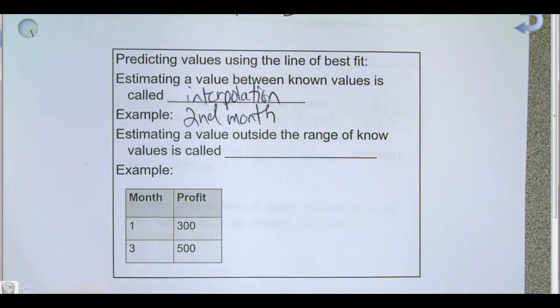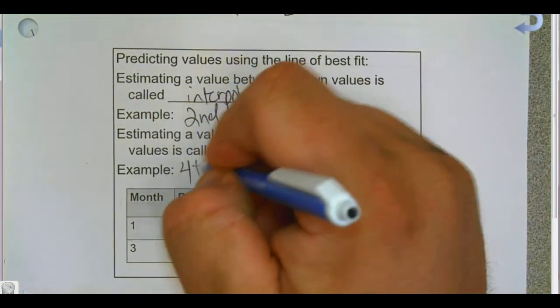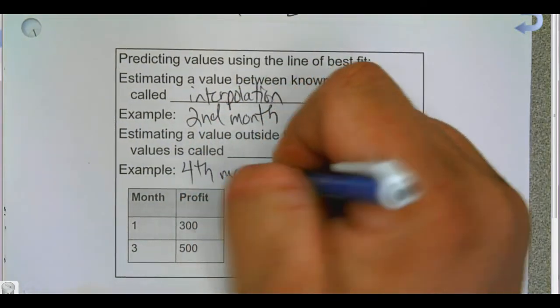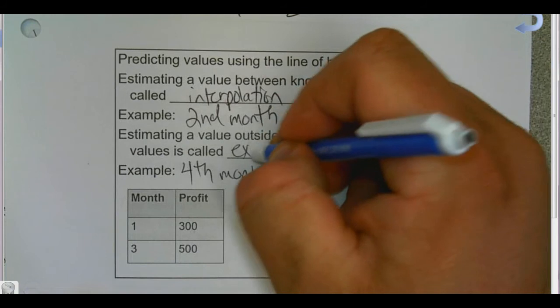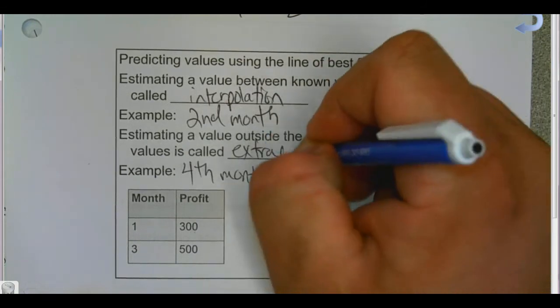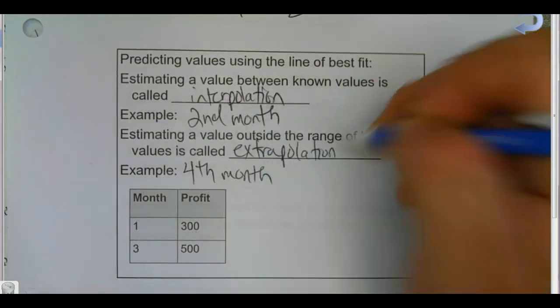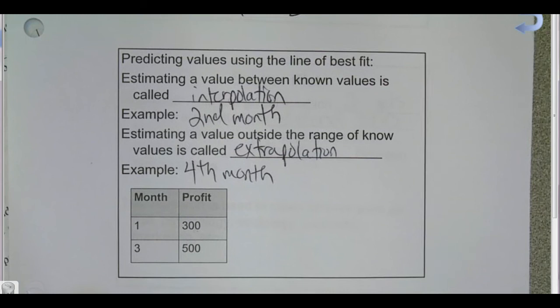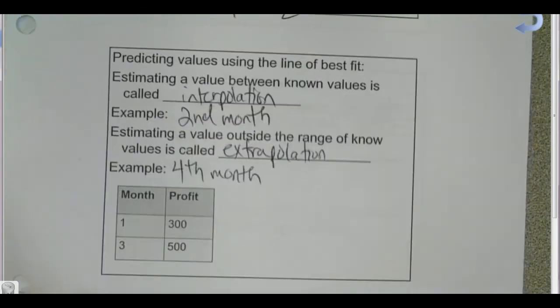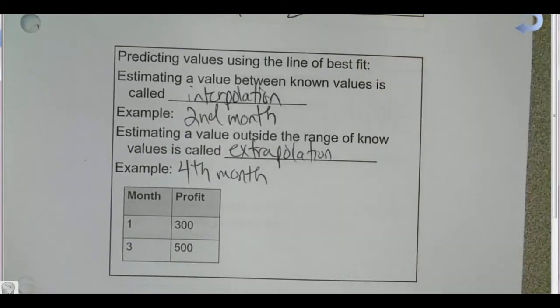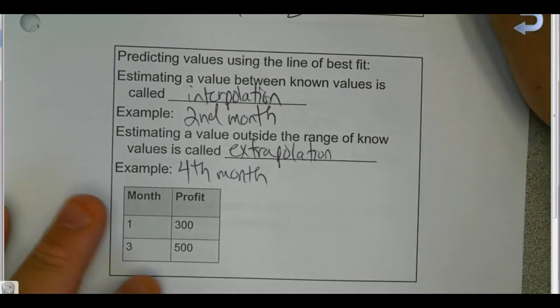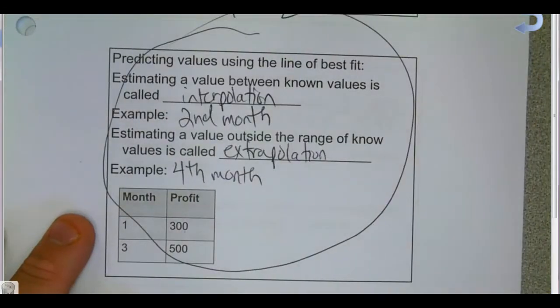If I need to estimate, for example, the fourth month, that is called extrapolation. And when you did 8th grade and 7th grade science, you knew the words inter and extra, one minute inside, one minute outside. So if the data is inside your known set of data, that's interpolation. If it's outside the known set of data, that's extrapolation. I'm going to circle this because it shows up on a quiz.